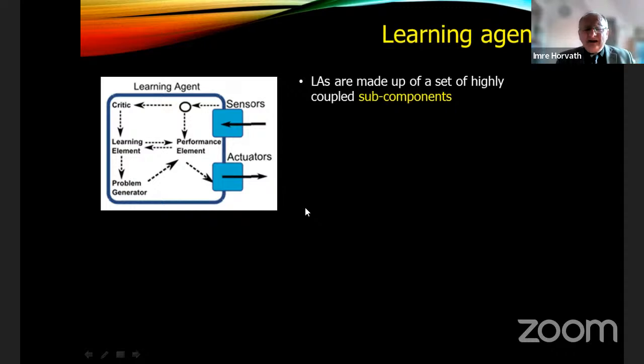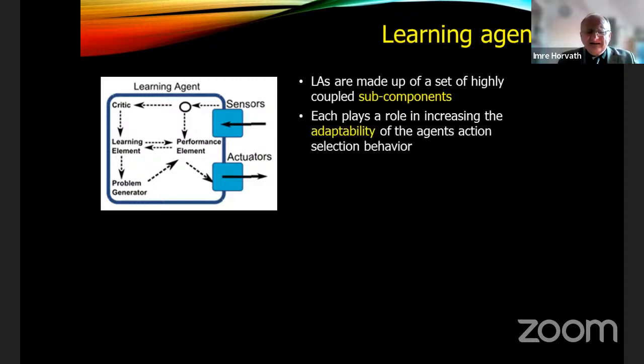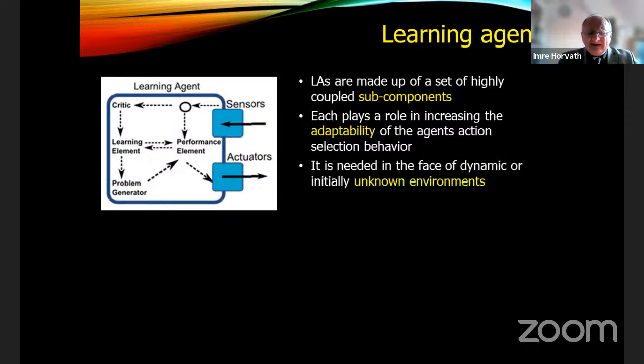So the learning agents are made up of a set of highly coupled subcomponents, as I just presented. Each plays a role in increasing the adaptability of the agent's action selection behavior. It is needed in the face of a dynamic or initially unknown environment, and obviously the changes in the environment should be learned, and what is learned and what is reasoned out should be the driver for the operation.